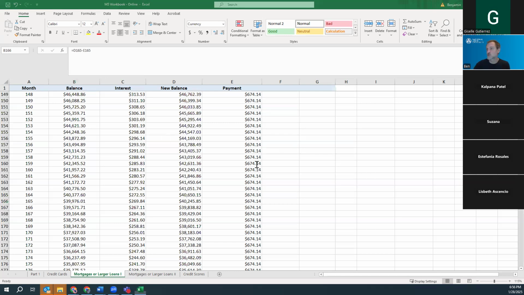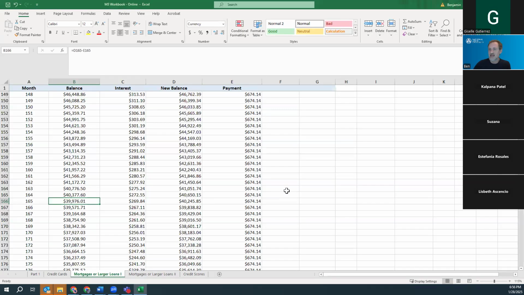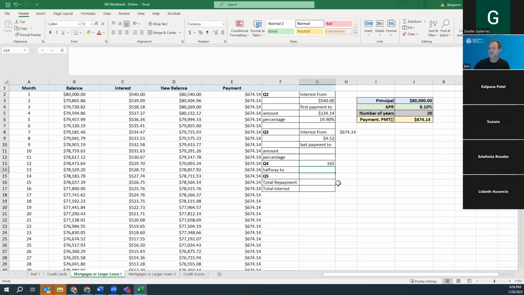And the follow-up question you can answer in the Excel doc. You're not doing any work, you're not putting any answers in here. Don't submit the Word document. Is that halfway through the loan? Yes or no? Is 165 months halfway through the loan process? No. No, not even close. 120 months would be halfway through. We're already at 165 months. We're years past halfway.